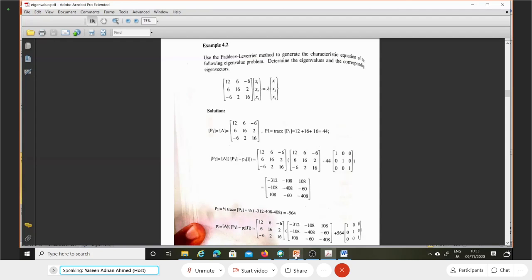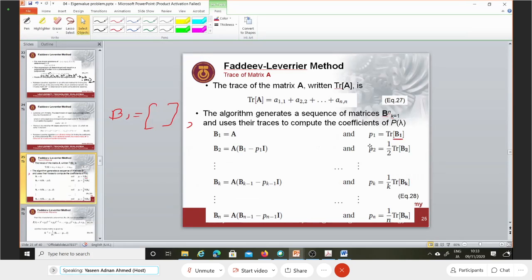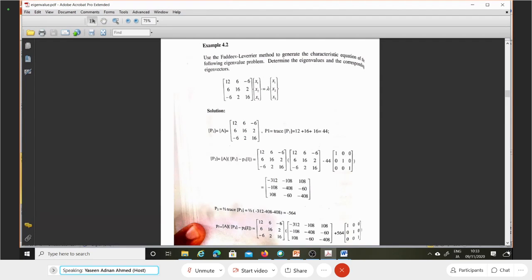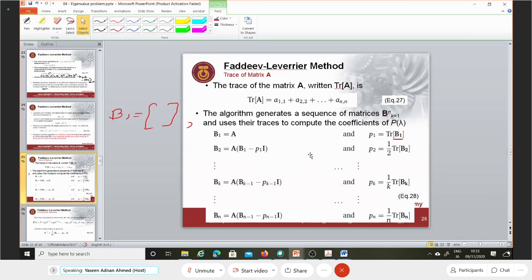If you know this P2, or according to the slide B2, then your P2 will be half of the trace of B. It means half of the sum of the diagonal elements of this matrix. In this case, your P2 will be half of minus 312 minus 408 minus 408. So your P2 in this case is actually minus 564. They use capital P2, you can use small p2, it is up to you. They use similar values. If you don't want to use that, you can also stick with this definition.